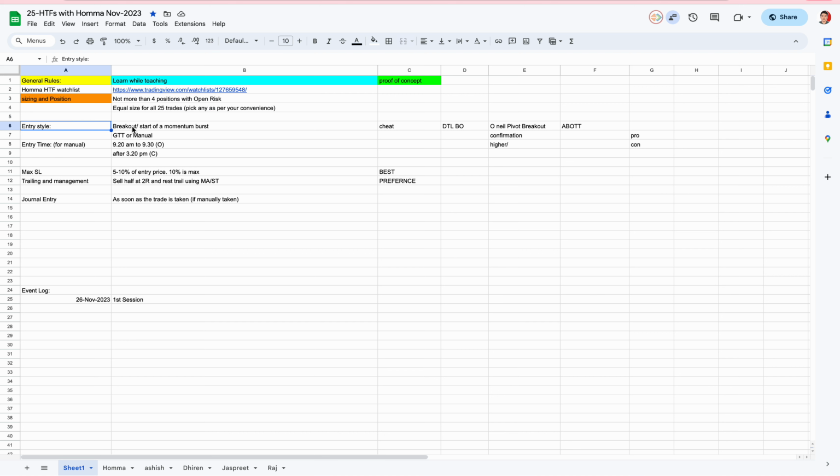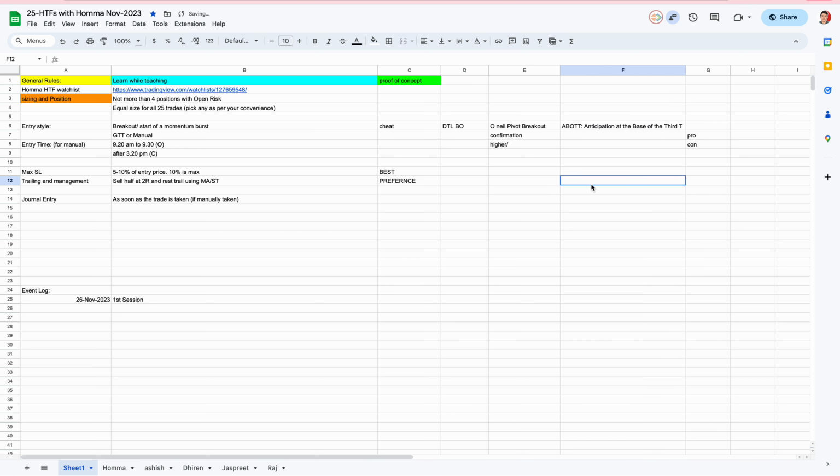Entry style is basically a breakout style, but one can also enter a breakout with a GTT or manually. Okay. While trading high tide flags, there are basically four kinds of entries: a cheat entry, DTL breakout entry, O'Neill pivot breakout entry, and an A-but entry. A-but stands for anticipation at the base of the 30. Okay, so we will see examples of this, and all four have pros and cons.